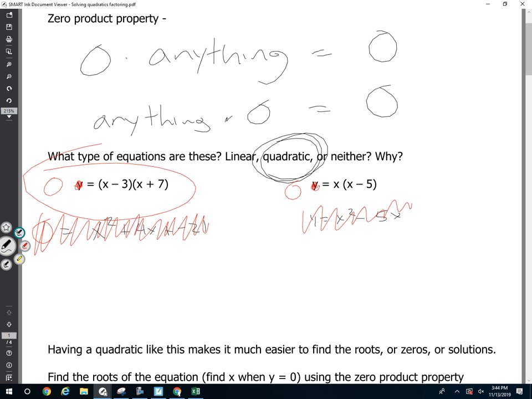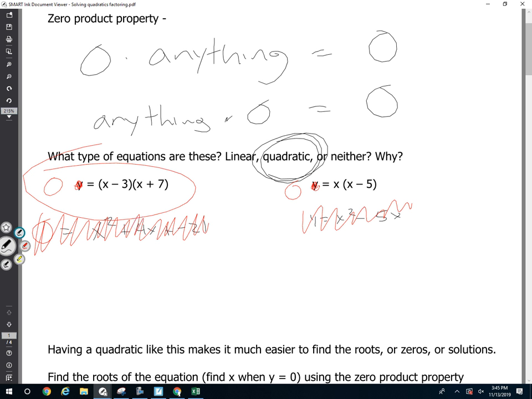What would be the values for x that would make this right side 0? Please discuss it with your neighbors and try to understand why. Does 0 work? No. If I plug 0 in, I would get 0 minus 3 times 0 plus 7. That's negative 21, so that's not going to be an answer. What makes this 0? 3.